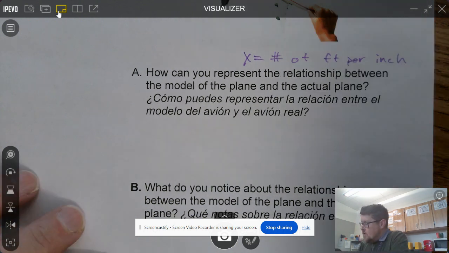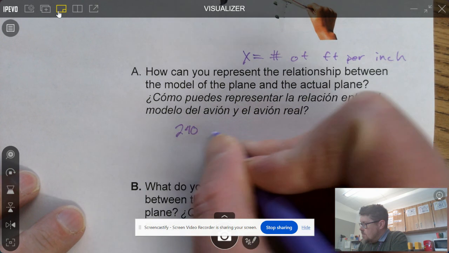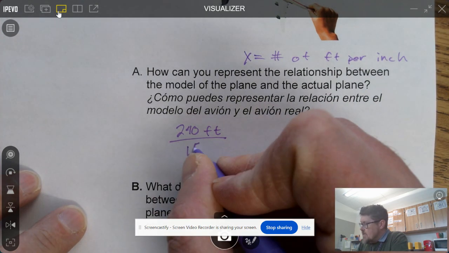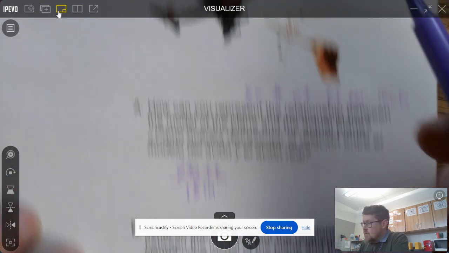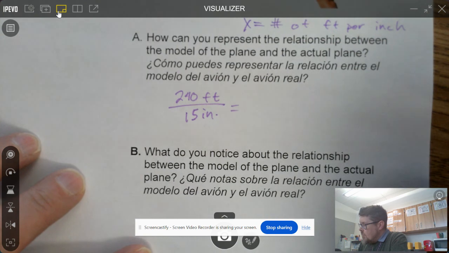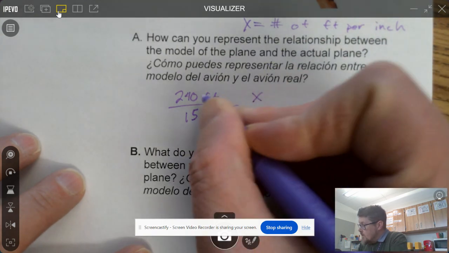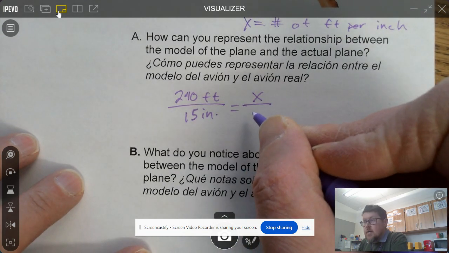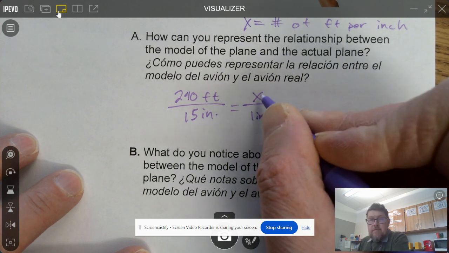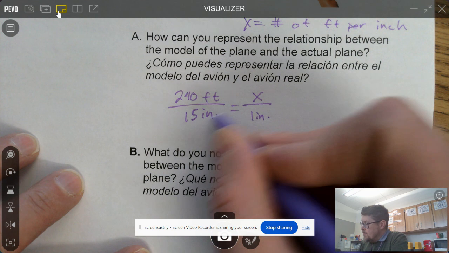So the idea here is we're going to have that 240 feet of the original plane matching to 15 inches of the scale model, right? 240 to 15. And we want to figure out x, the number of feet per inch, represented by 1 inch right there. Basically, per 1 inch, we want to figure out how many feet it is. So we're going to multiply across.